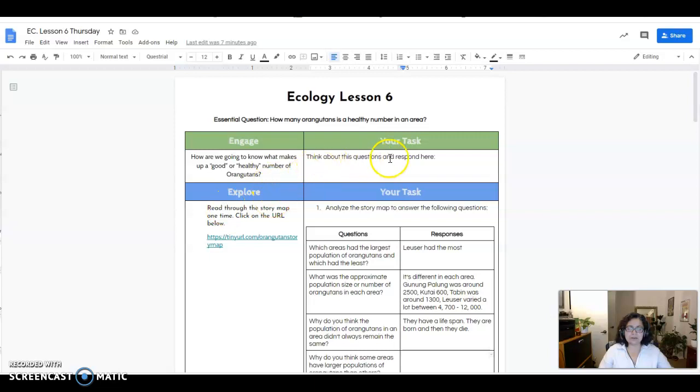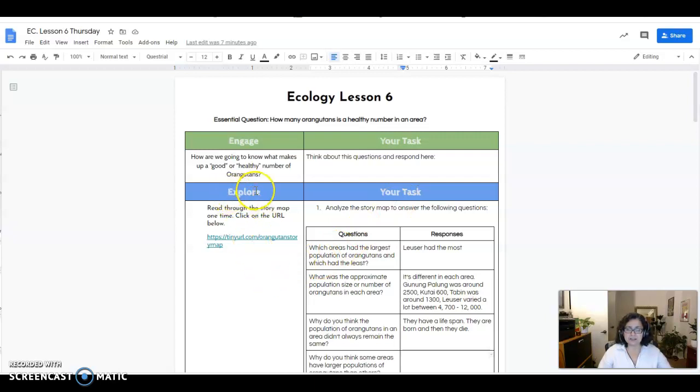So if you don't have an answer for the first one, it's totally fine. Just put down what you think is a healthy amount, like maybe how many orangutans in a square kilometer is healthy. 1, 2, 3. What do you think is a healthy one? I don't expect you to have an answer for that. It's just something to get you engaged and start thinking.